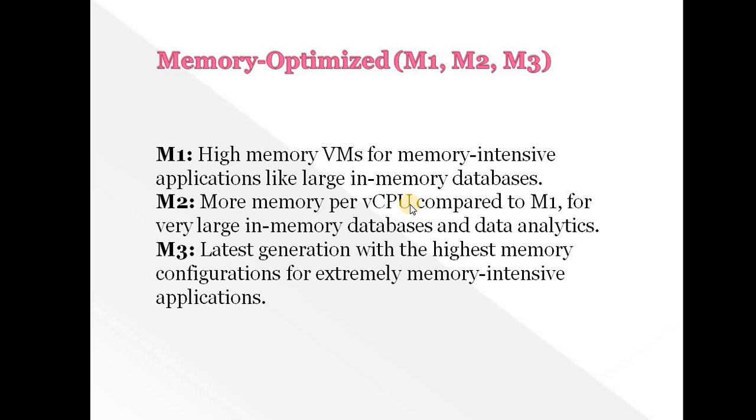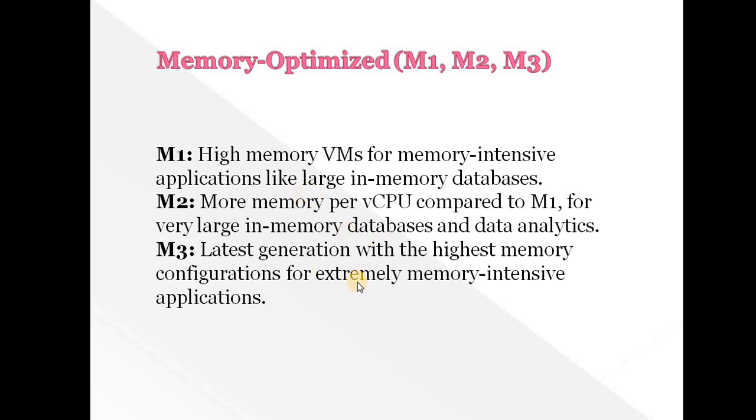And then memory optimized: if you have large databases and in-memory database applications that you have to deploy into virtual machines, then you opt for memory optimized. Here we see M1, M2, M3, and these are generations. It's the same pattern: in M1 we have basic features, and when it comes to M2, whatever drawbacks or flaws were in M1, they rectify, and then they introduce the next generation.